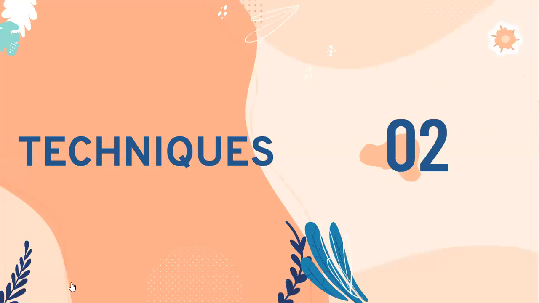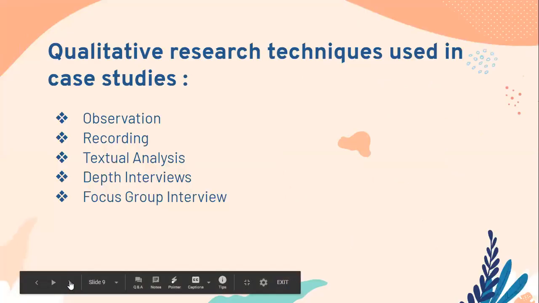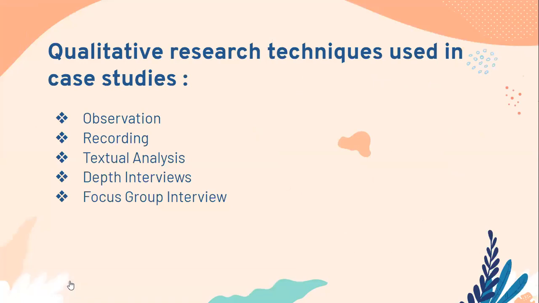Second content is technique. Qualitative research techniques used in case studies, there are five. First, observations. Second, recording. Third, textual analysis. Fourth, deep interviews. And lastly, focus group interview.